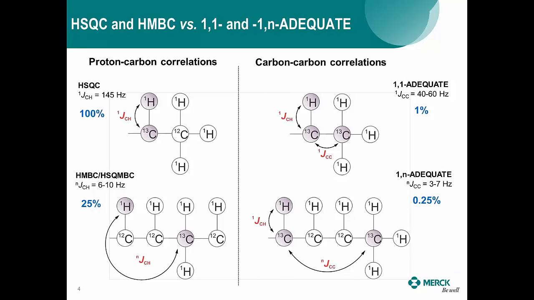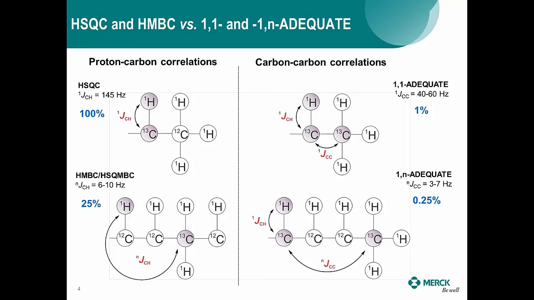In this slide, I'm trying to summarize what we can get from the classical experiments, HSQC or HMBC. Basically, the HSQC provides correlations between protons and carbons separated by one bond, while the HMBC provides correlations between protons and carbons separated by N bonds, being 2 or 3 bonds. Now, the HSQC experiment is the most sensitive heteronuclear correlation NMR experiment, and if we assume that the sensitivity of this experiment is 100%, then the HMBC would be only 25%.